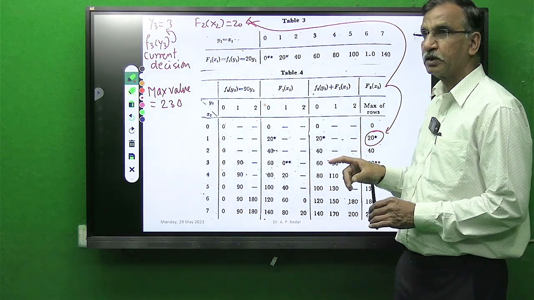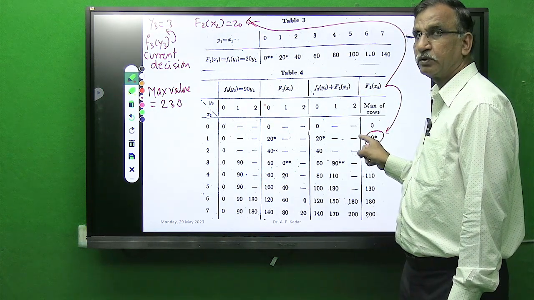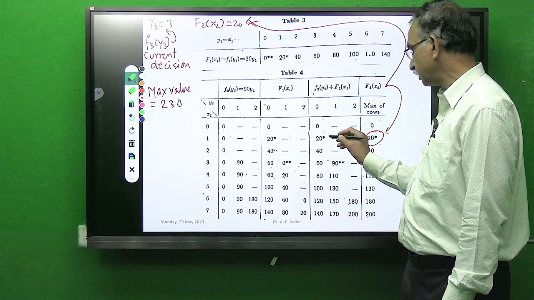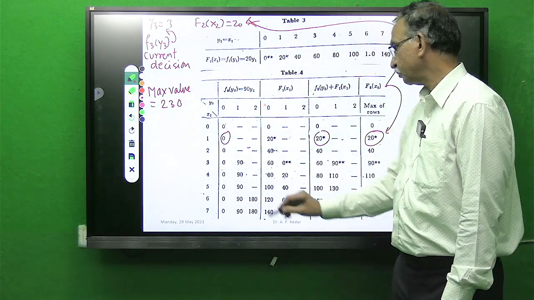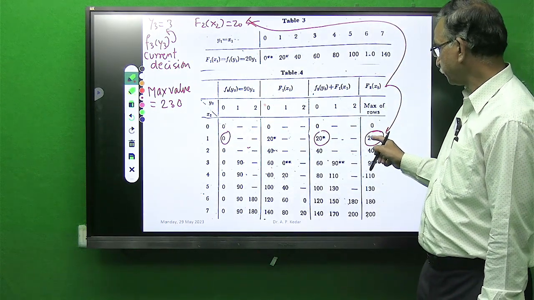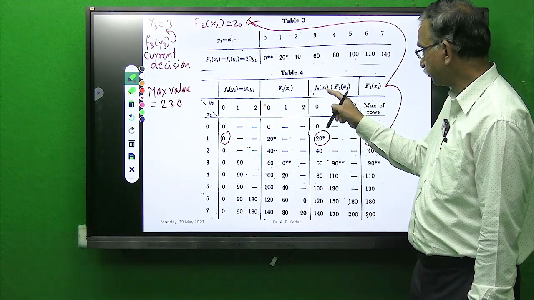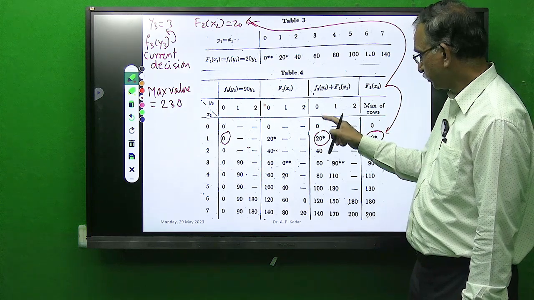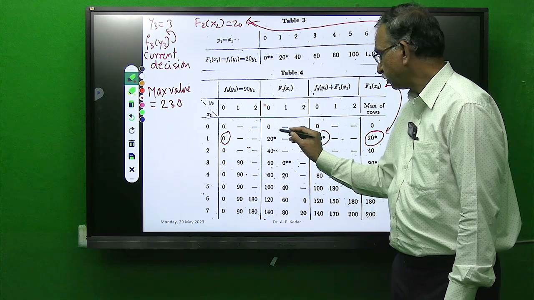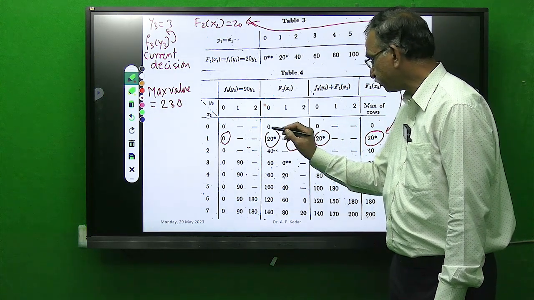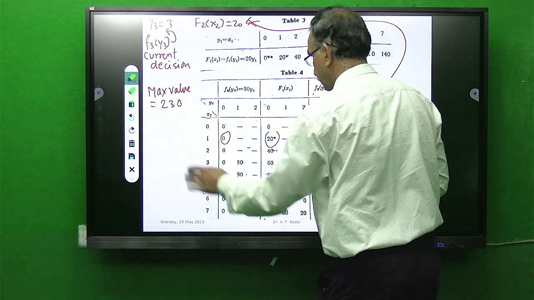Now in a similar fashion as we did for 230, we have to find from where this 20 comes. So this 20 is the result of this 20 and this 0. So 20 is from this 0th column. This is the maximum addition from this 0 column. This 20 is the result of 0 column 20 plus this 0.